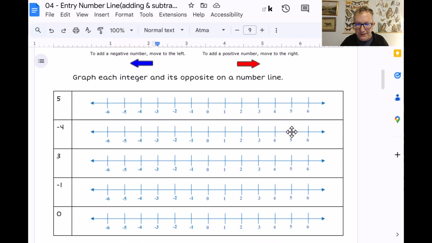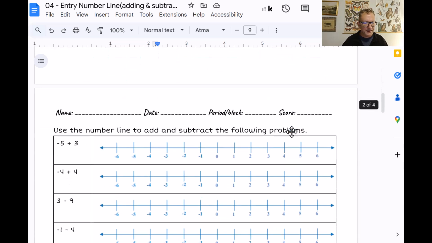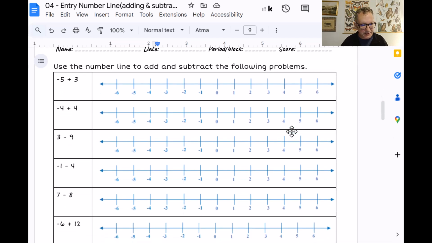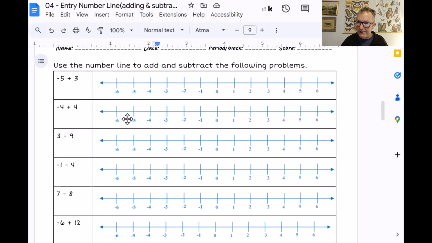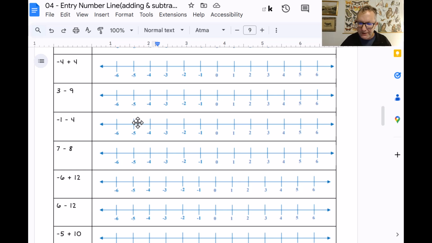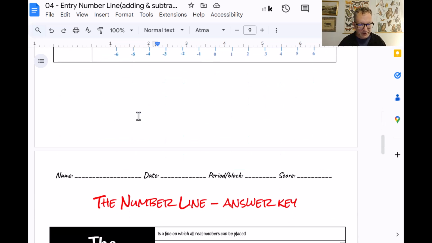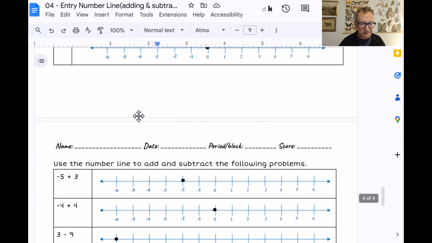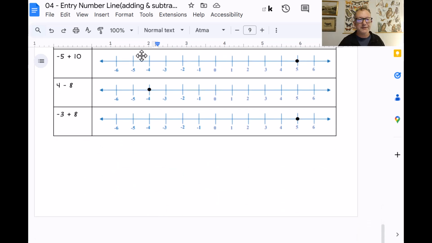So the entry level one, this starts off basic. They just got to plot the number out on a number line. And then followed by some addition and subtraction problems. We throw in negative numbers because we want to use this as an opportunity to remind kids how to add negative numbers. We include the answer key. And that's the entry level.